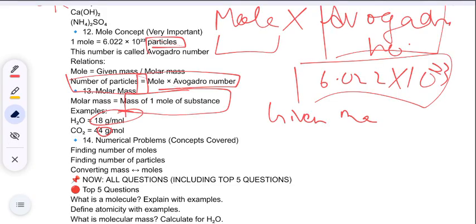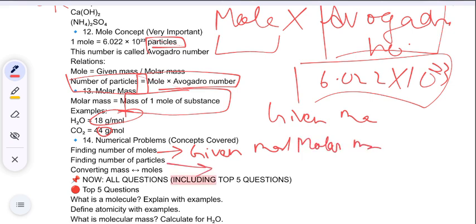Again I am repeating those formulas. Mole, what is the formula of mole? Given mass upon molar mass. Okay, given mass upon molar mass. And finding number of particles means simply mole into Avogadro number.